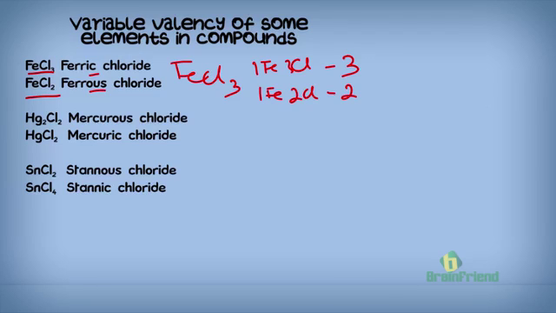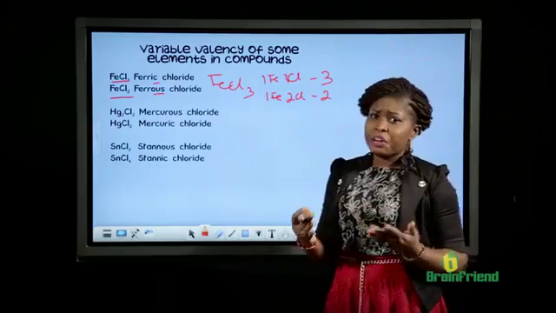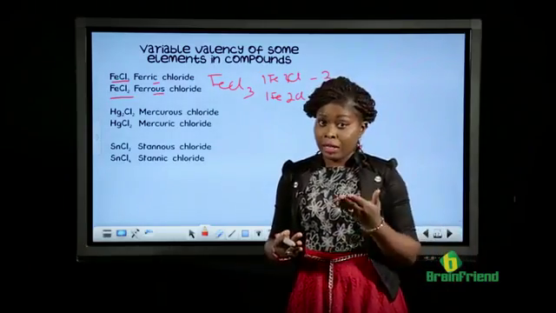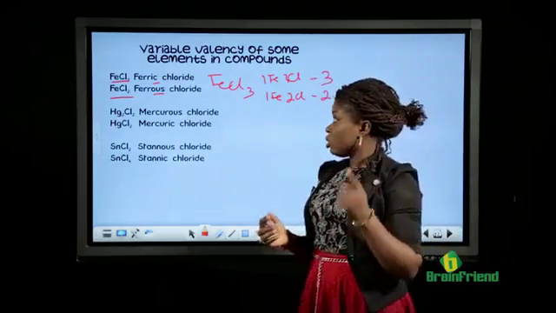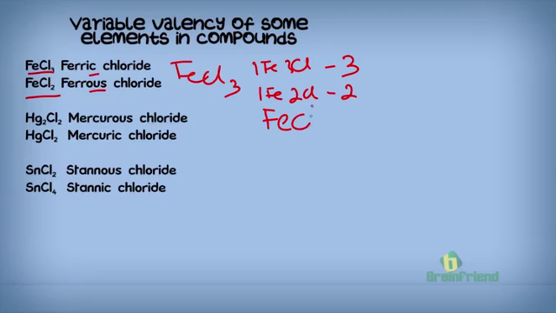So we see that, for example, if you're asked to write ferric chloride, you can now tell the difference. You know that you're supposed to write it this way. And if you're asked to write ferrous chloride, you know that the person is asking you to write this. So that is how we also go ahead to derive the name of other compounds with varying valencies, such as mercurous chloride and mercuric chloride.